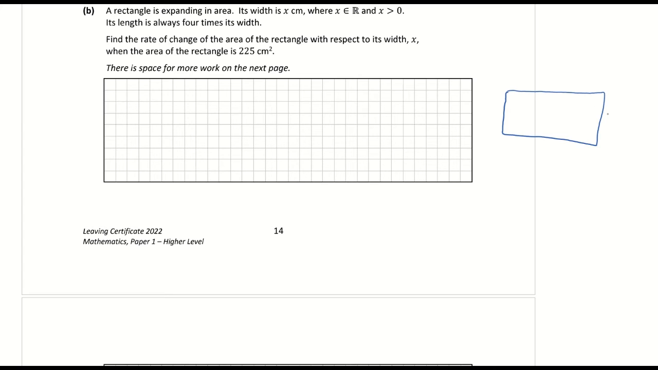I know its width is x. And then they tell me that the length is always 4 times its width. So 4 times its width is 4 times x. So that's basically my rectangle. Now the question focuses in on area of rectangle.